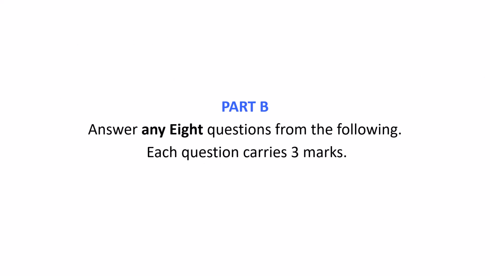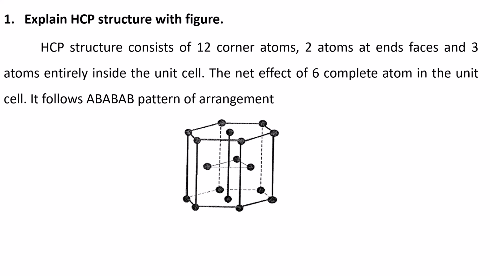Part B, 3-mark questions. First question, explain HCP structure with the figure. HCP means hexagonal close packed structure. HCP structure consists of 12 corner atoms, 2 atoms at end faces, and 3 atoms entirely inside the unit cell. The net effect is 6 complete atoms in the unit cell, and it follows AB pattern of arrangement.